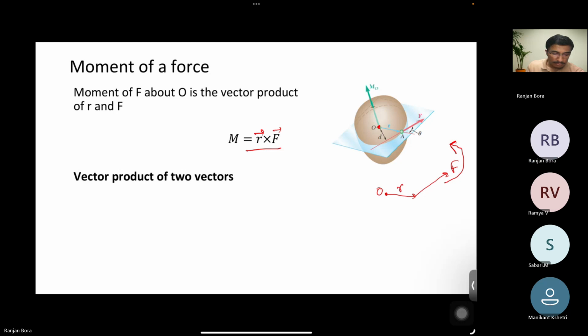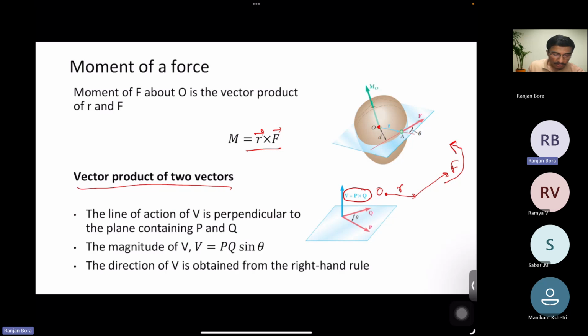Here comes the vector product, or cross product, of two vectors. You can see there are two vectors P and Q lying on a plane at an angle theta. The magnitude of this cross product P cross Q is given by PQ sine theta, and the line of action of V is perpendicular to the plane containing P and Q. The direction of V is obtained from the right hand rule.